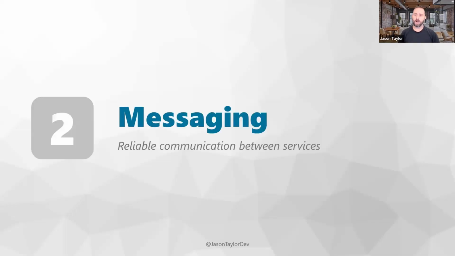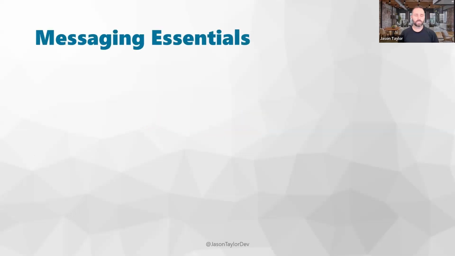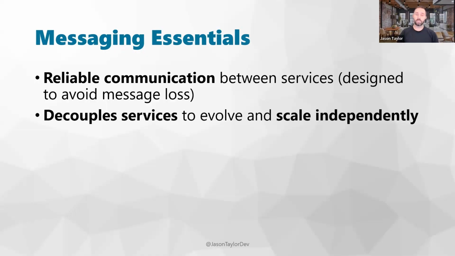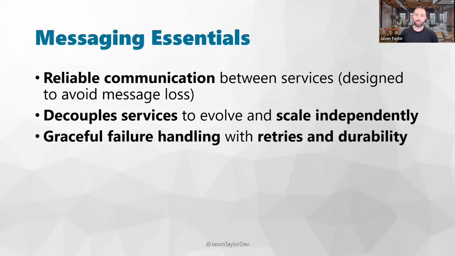Okay, so now that we've seen Aspire in action, let's move on to messaging. We leverage messaging when services need to communicate reliably, at scale, and without tight coupling. Here's what makes messaging so powerful in distributed systems. Messaging ensures reliable communication between services. Messages don't get lost. They're delivered with durability and retries. It decouples services so they can evolve and scale independently, and it gives us graceful failure handling. If something goes wrong, messages wait safely and can be retried until the system recovers.